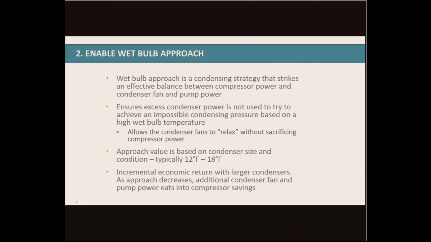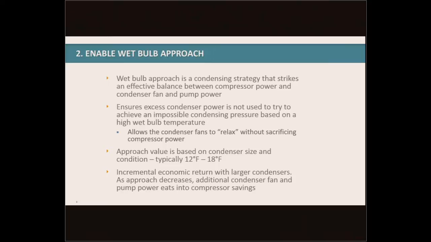Moving on to the next portion here is enabling wet bulb approach. So wet bulb approach is a condensing strategy that strikes an effective balance between compressor power and condenser fan and pump power. So it ensures the excessive condenser power is not used to try to achieve an impossible condensing pressure based on a high wet bulb temperature.